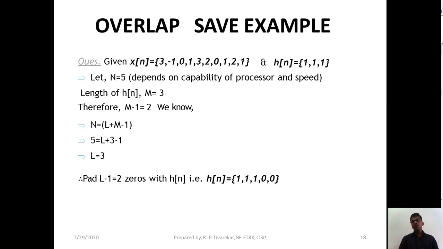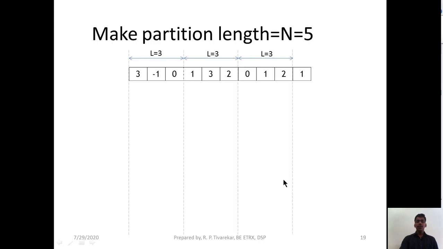Now in step 4, we have to pad L minus 1 zeros at the end of impulse response to make its length equal to N, that is equal to 5. So we padded L minus 1, that is 2 zeros at the end and we made length equal to 5 samples. Step 5 is to make each partition of size capital N, equal to 5.